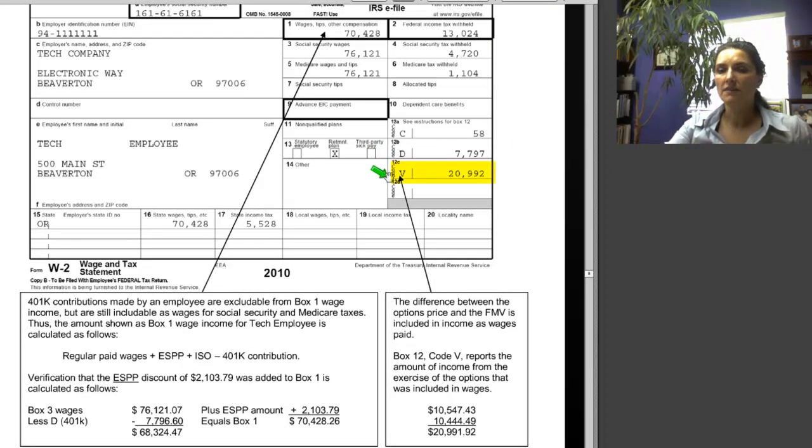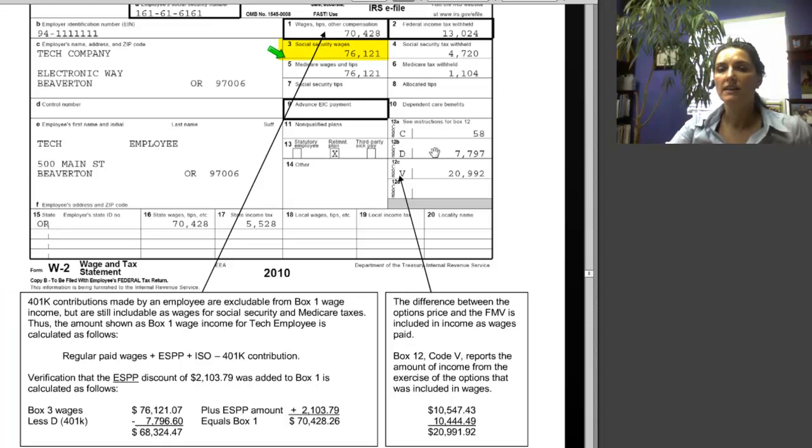So let's look first at this code V, because the code V does show the $20,992 that I told you should be there. The difference between the option price and the fair market value is included in income as wages paid. So box 12 code V reports the amount of income from the exercise of the options that was included in wages. And we had those two separate option transactions, and therefore we have that code V amount showing the correct number. Over on the other side of things, we do have that 401k contribution that was made by an employee is excludable from box 1 wage income, but is still includable as wages for Social Security and Medicare taxes.